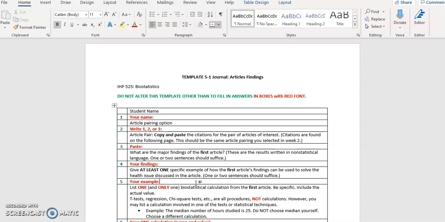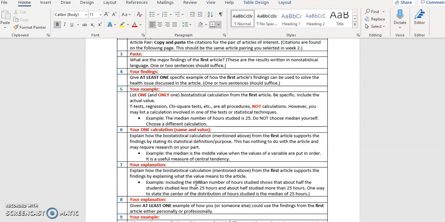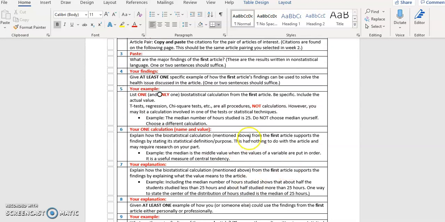Okay. And then figure out, well, how did the findings help solve or fix that health issue? Okay. Or at least in part fix that health issue or contribute to fixing that health issue. Then number 6, 7, and 8 all go together.